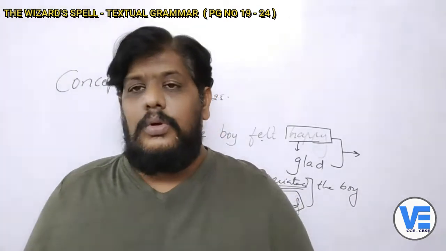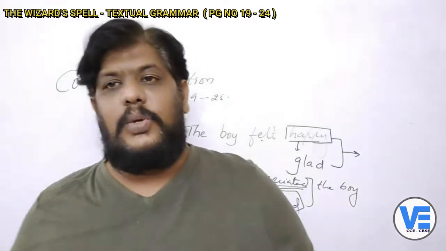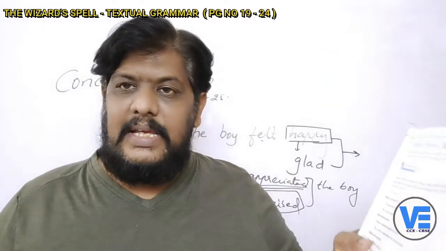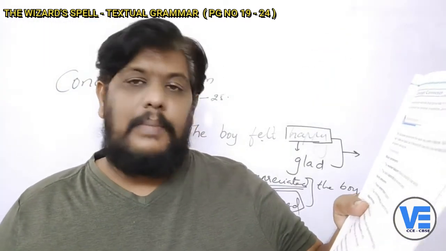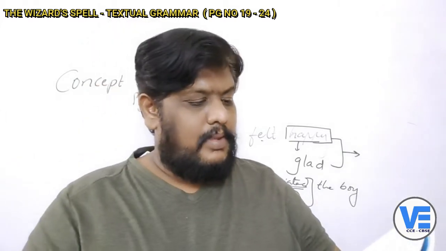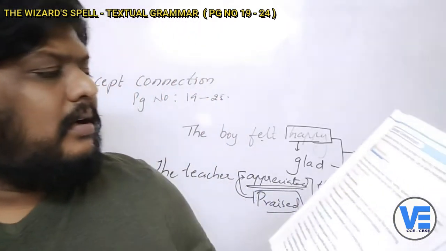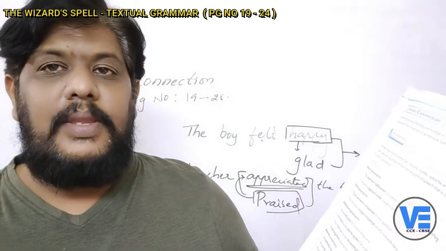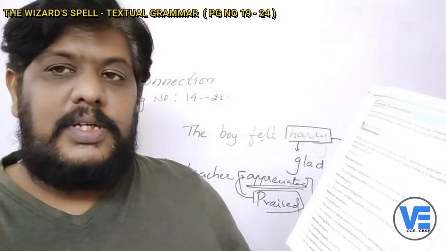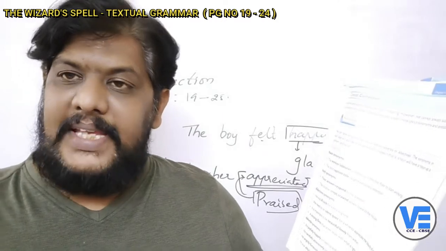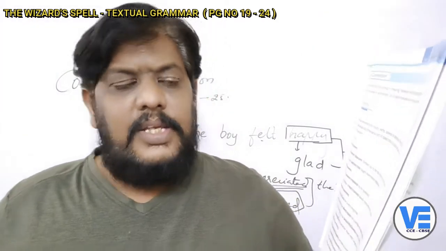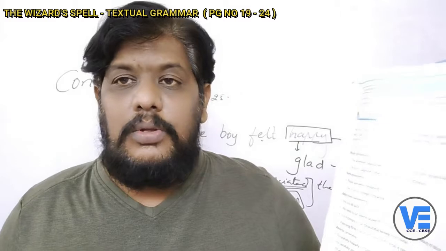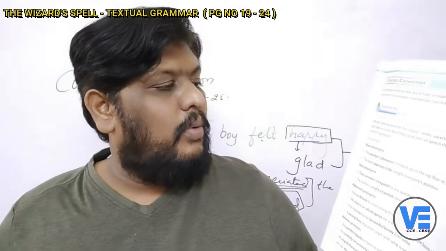Now if you come to our textbook, we have some examples over here. Shall we go ahead with the examples? Yes. Now coming to page number 19. The worker, laborer climbed up the top floor to start working. Here you can find two words, right? Worker can be replaced with the word laborer. So laborer is a synonym of worker.